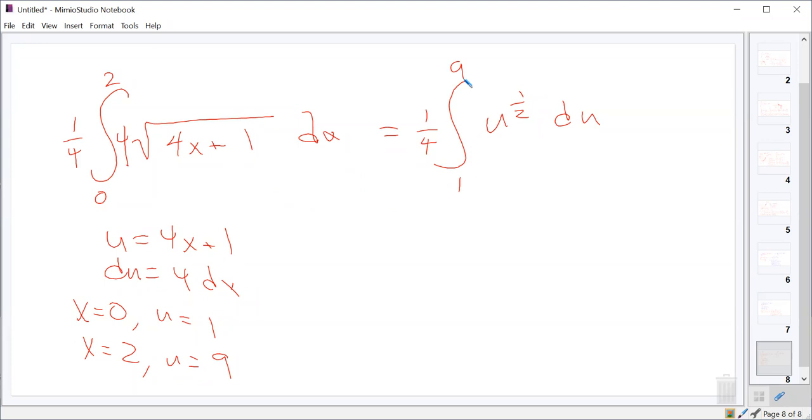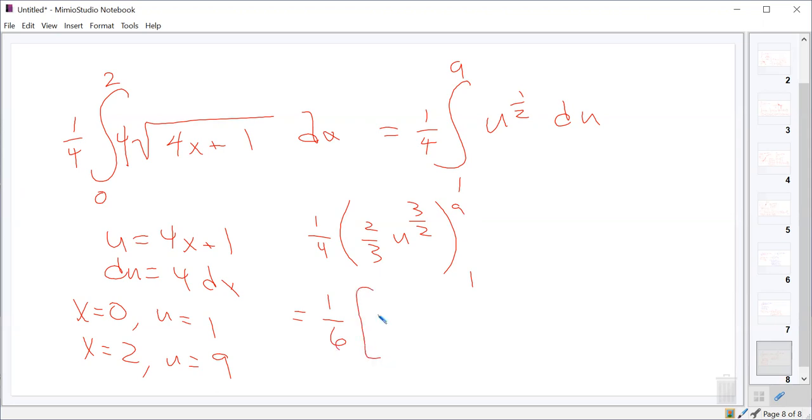So this becomes 1/4 of 2/3 u to the 3/2 from 1 to 9. And the good thing is we do not have to convert this back into terms of x. Since we turned our limits of integration into u, the integral is in u. I can just evaluate it right here. We're looking for a number, right? We're not looking for an algebraic expression. We're looking for a number, so we'll just plug it in. First off, 1/4 and 2/3 becomes, like we had before, 1/6.